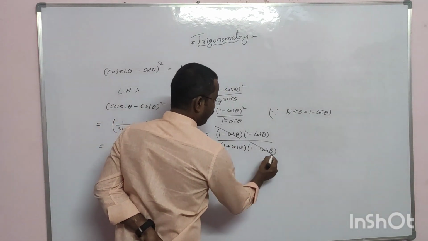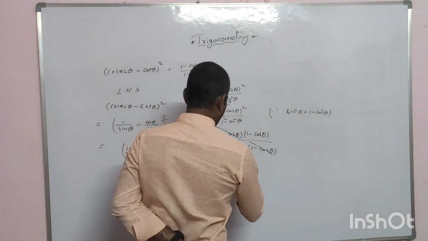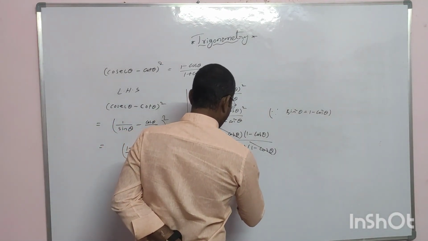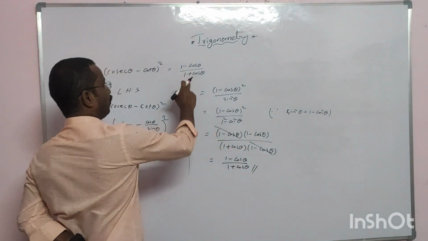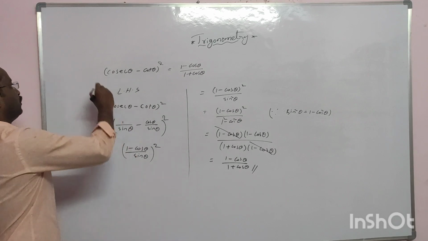1 minus cos theta, 1 minus cos theta can be cancelled. So you are left with 1 minus cos theta by 1 plus cos theta. It's proved. This is the other one, an important question too.